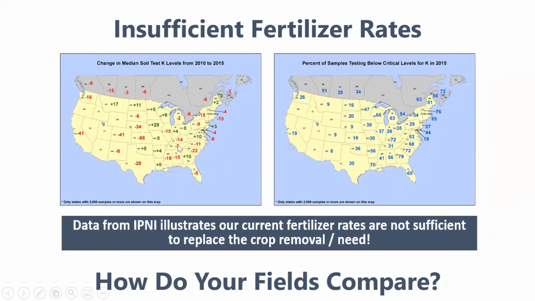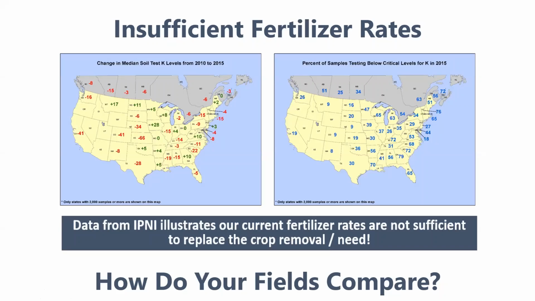Some alarming negative changes, some positive ones, and some really decent declines, or percentages, I should say, of soil tests below critical level. So this is aggregate data from all the labs that the IPNI puts together and gives a report out showing trends in fertility levels across North America. And it's quite alarming.